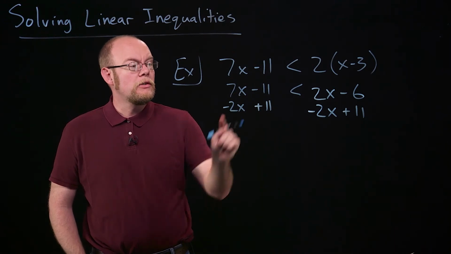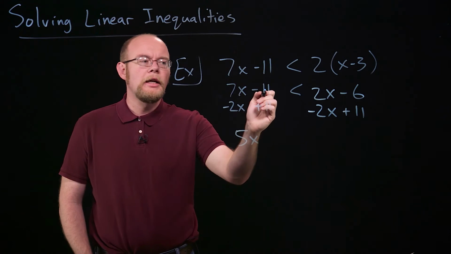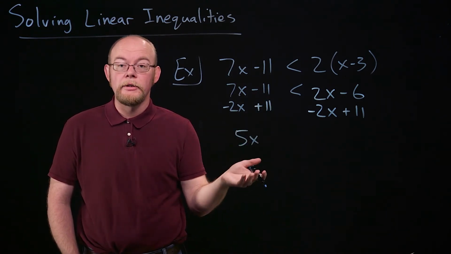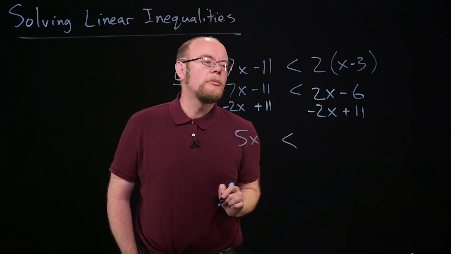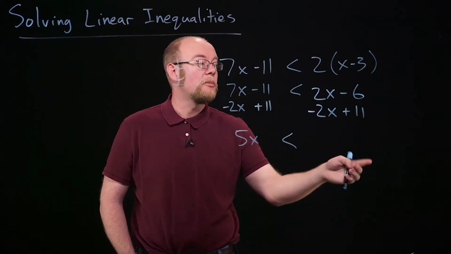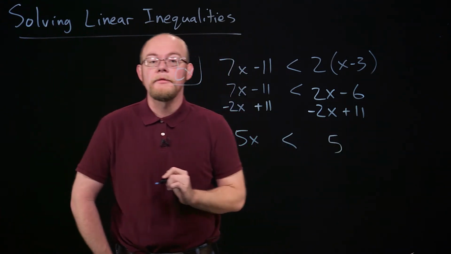Now, if we look at this, 7x minus 2x leaves us with 5x. Negative 11 plus 11 is 0, so we're going to just not write that down. Adding 0 does nothing. And then this is going to be less than or equal to, well, 2x minus 2x again is 0, so nothing happens. And then negative 6 plus 11 is going to give us 5.